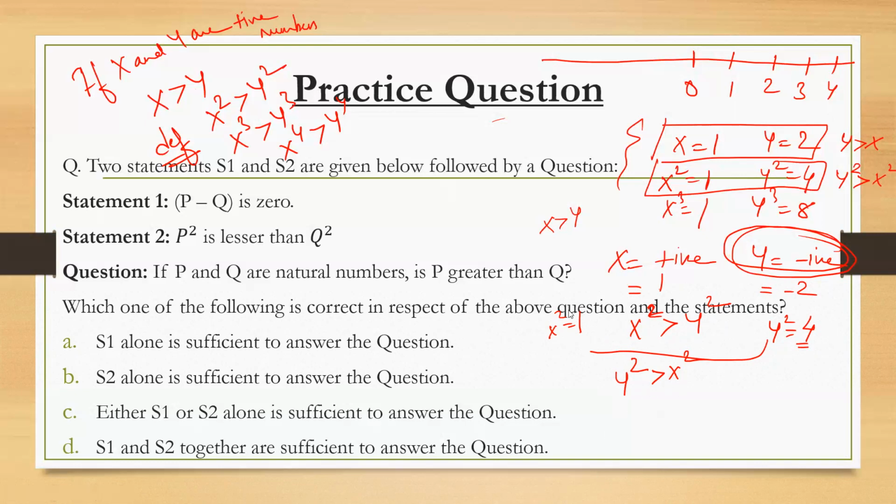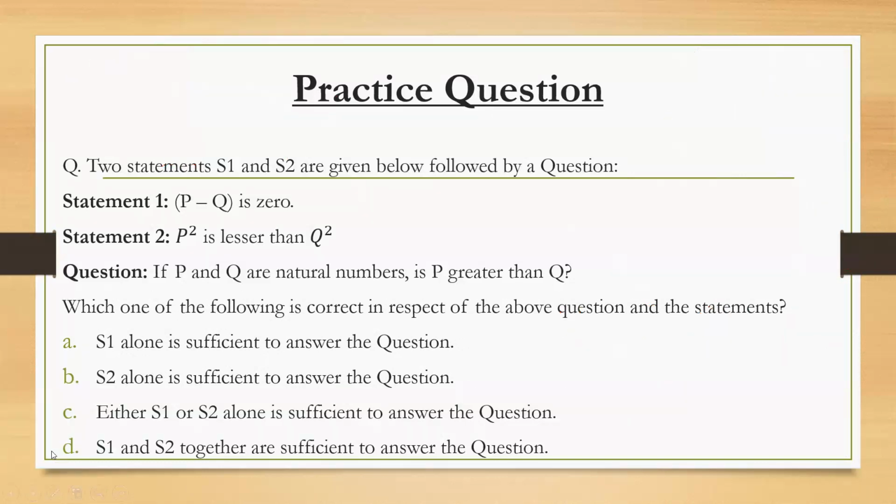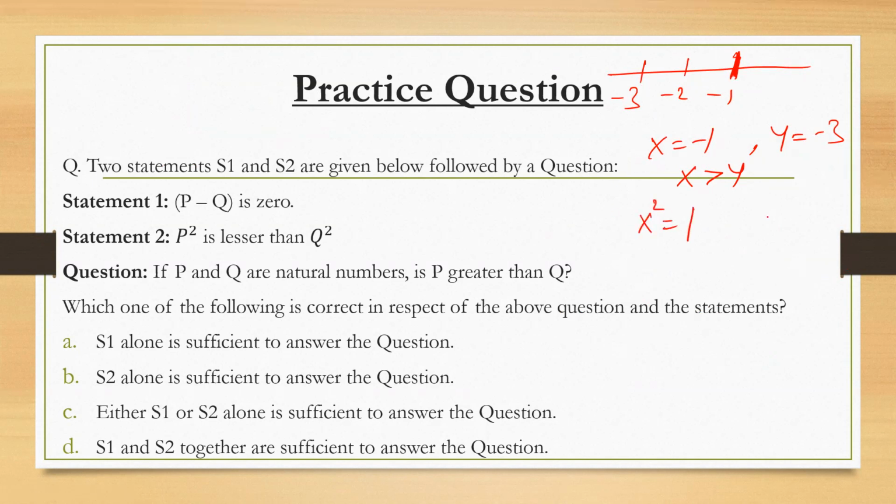Now till here if it is fine, now what about the negative numbers? -1, -2, -3. This is something that you have to observe, that is, if x is -1 and y is -3, that means what? X is greater than y currently, because -1 is lying here, which is greater than -3. But when you do the square of the same, x square becomes 1, y square becomes 9. So what do you observe here? That is y square becomes greater than x square.